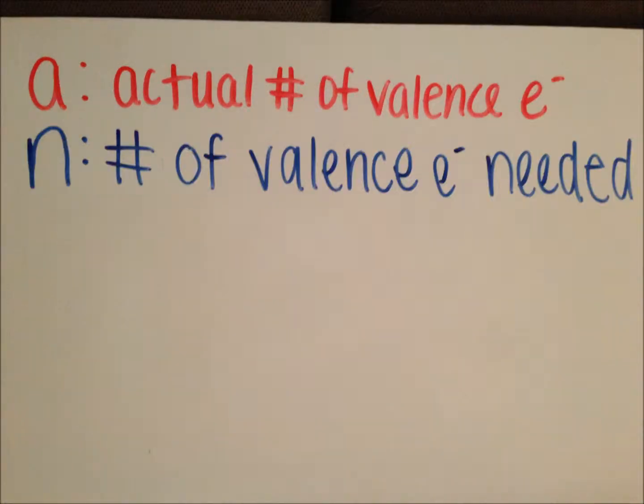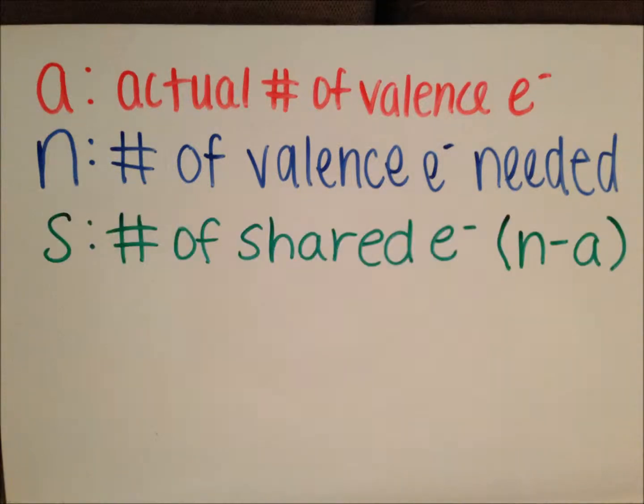The second part of ANSBL is the letter N. The letter N stands for the number of valence electrons needed. This means that you have to figure out how many valence electrons each element needs to feel happy. The third part of ANSBL is the letter S, which stands for the number of shared electrons. To find this, you take the value you have for N minus the value that you have for A.